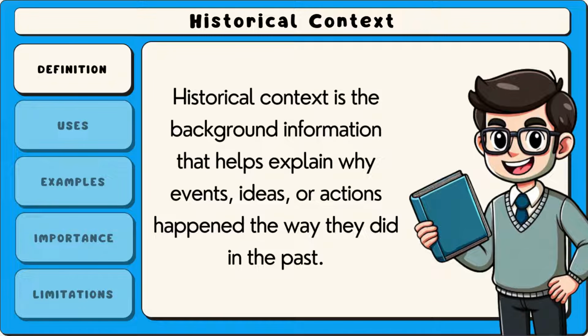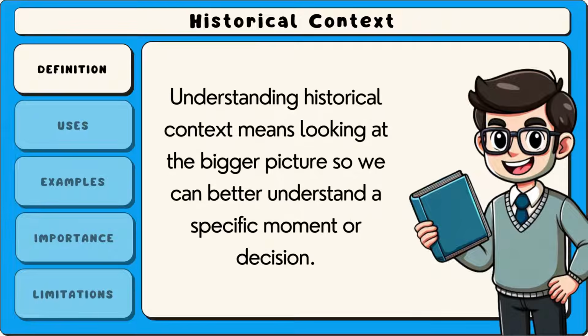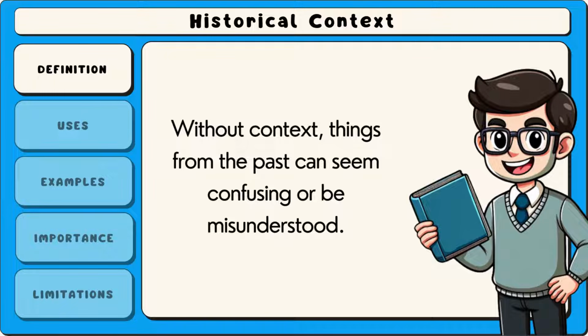Historical context is the background information that helps explain why events, ideas, or actions happened the way they did in the past. It includes things like the time period, social conditions, beliefs, and important events happening at the time. Understanding historical context means looking at the bigger picture so we can better understand a specific moment or decision. Without context, things from the past can seem confusing or be misunderstood.